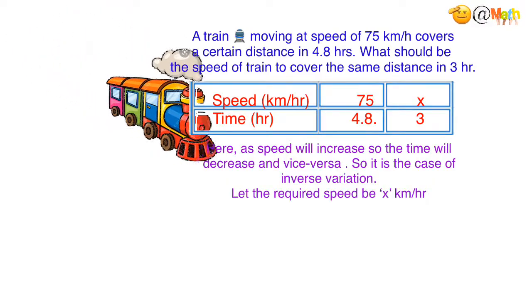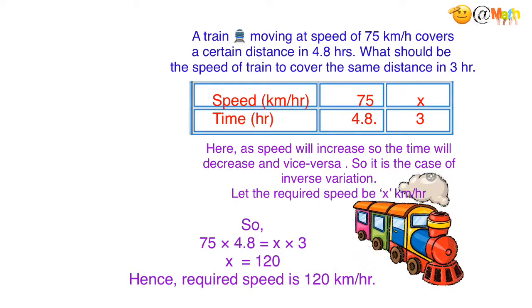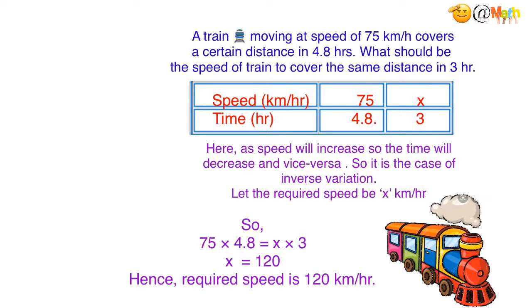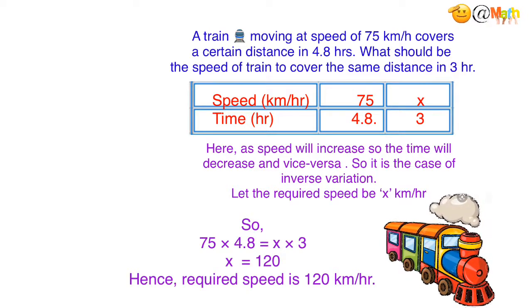Let us have our next problem. A train moving at the speed of 75 km per hour covers a certain distance in 4 and 8 hours. What should be the speed for the train to cover the same distance in 3 hours?